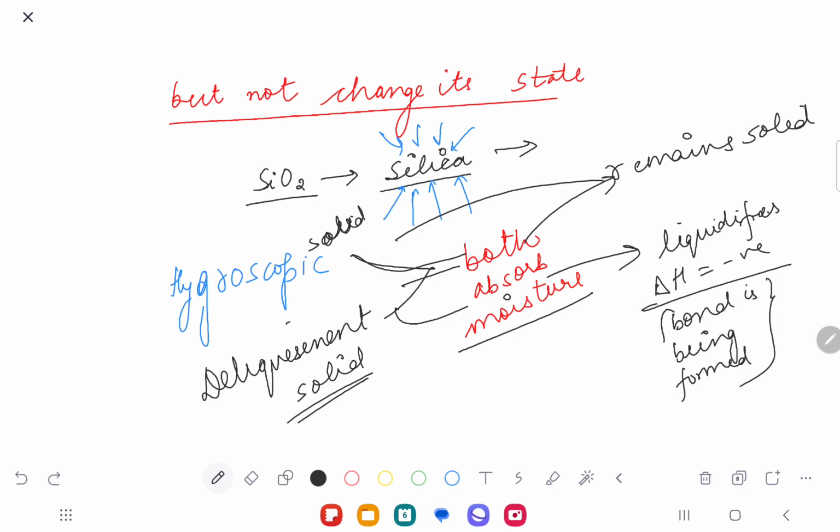Right, Shruti? Okay. So that is the concept. Understood or not? Yes. Right. Understood. So I think that should be enough for today.